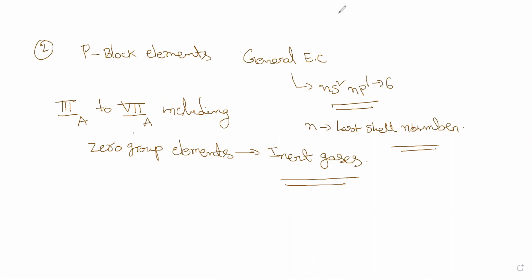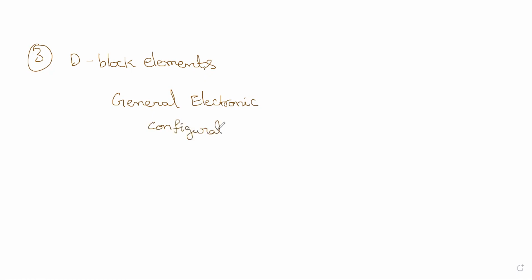Yes, sir. Good. Now the third one is D block elements. What are D block elements? The general electronic configuration of the D block elements is N-1 D 1 to 10 and NS 1 to 2. These are called general electronic configuration, where N is the last shell number.